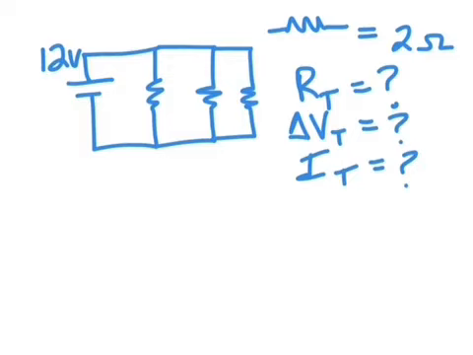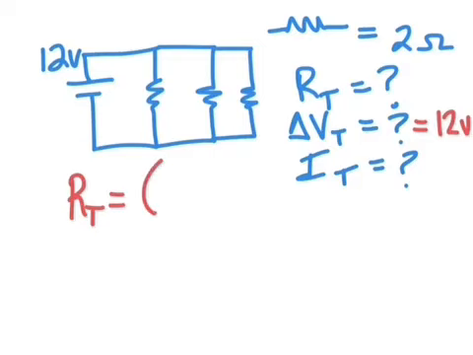Well, I already know the total voltage. That's probably the easiest one. That's just given, which is 12 volts. Now, the total resistance, I can calculate that using that formula I just derived.